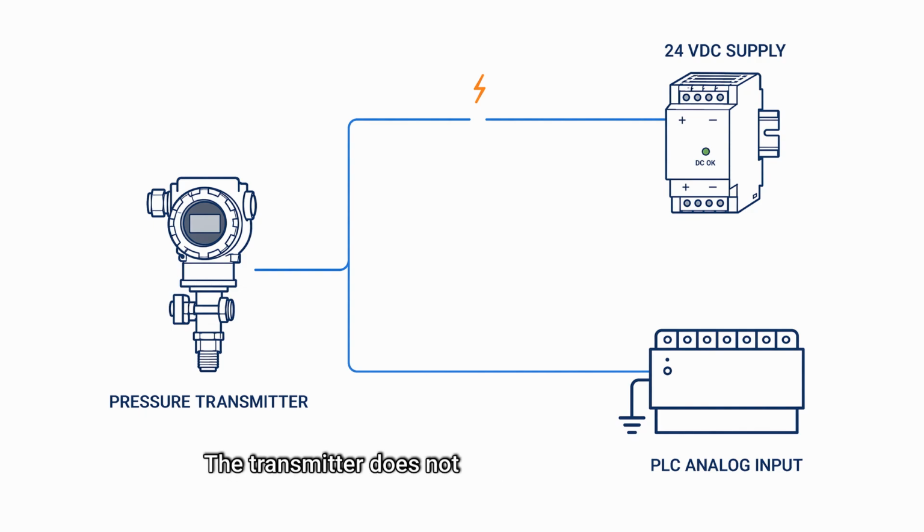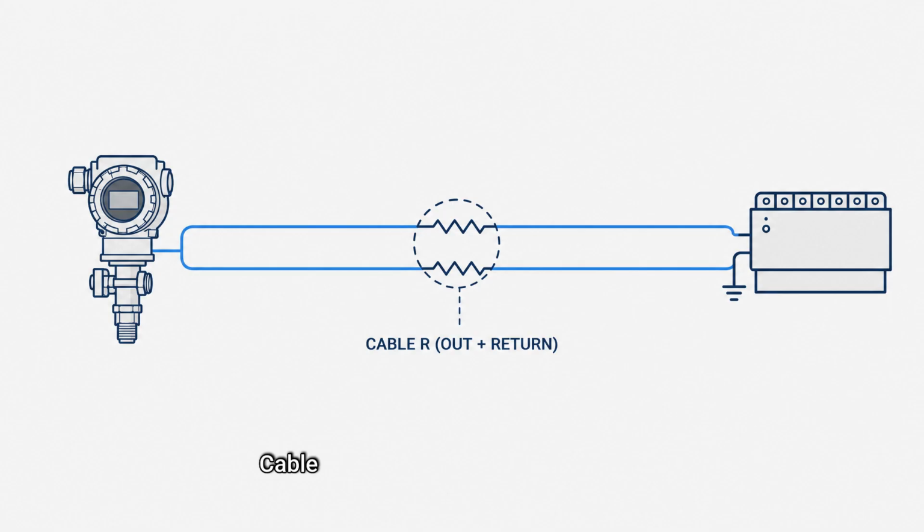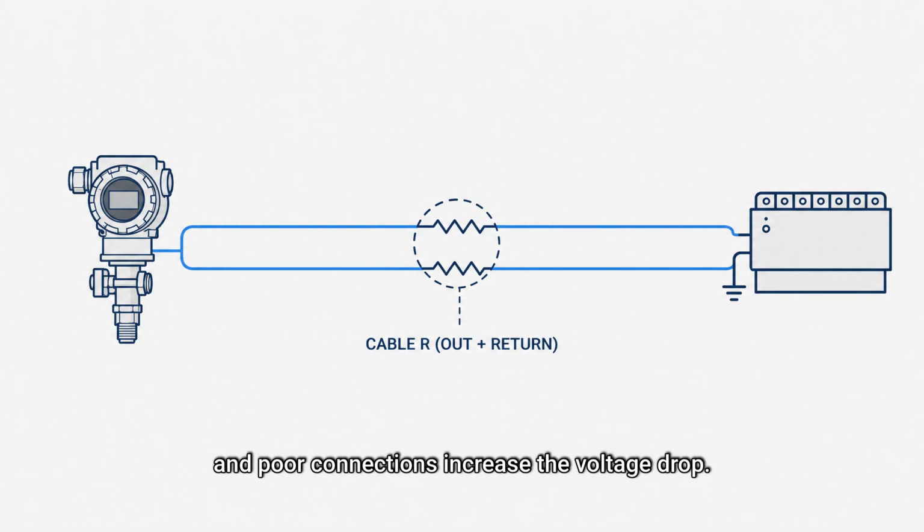The transmitter does not create unlimited voltage. It requires a minimum operating voltage, and the supply must also provide enough voltage for the input and cable. This available voltage is called compliance voltage. A useful limit is: maximum loop resistance equals supply voltage minus transmitter minimum voltage minus receiver burden voltage, divided by 20 milliamps. Cable resistance includes the complete outgoing and return path. Longer cables, smaller conductors, extra devices, and poor connections increase the voltage drop.